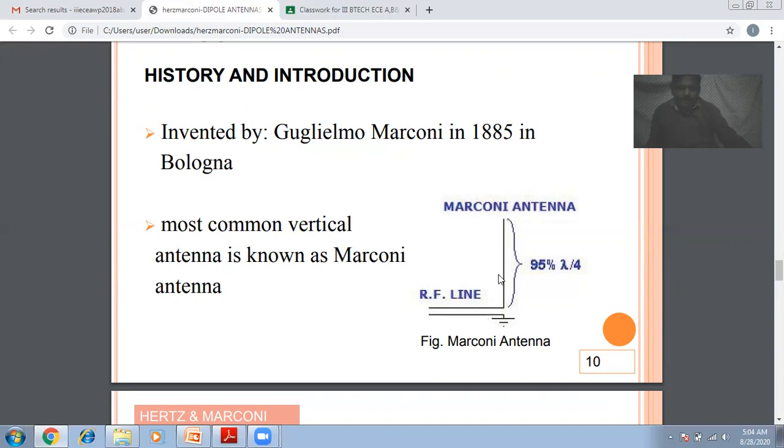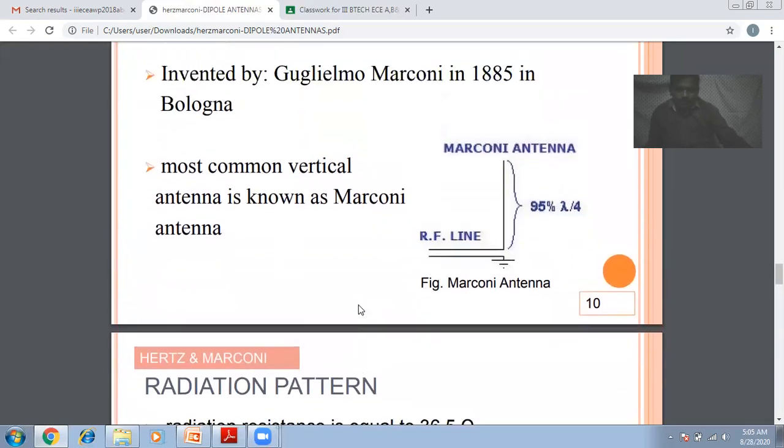Physically, it is generally lambda by 4 in length, that is seen over the ground only. Actually, physically it is 95% of lambda by 4, a little bit less than lambda by 4. Normally people will say that from this end to here, the length is equal to lambda by 4. Therefore, this is called a quarter wave monopole antenna. The other name is Marconi antenna, or simply monopole antenna.